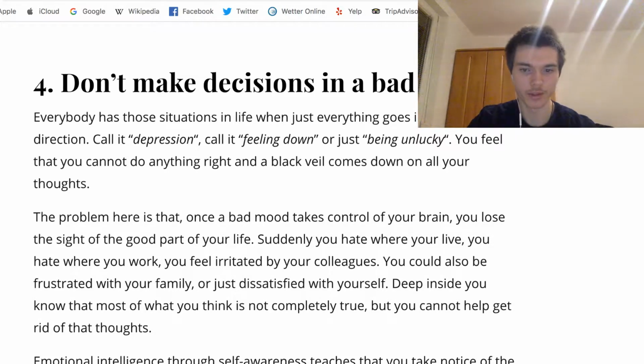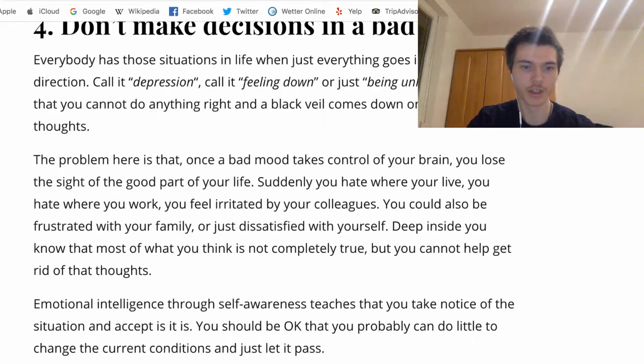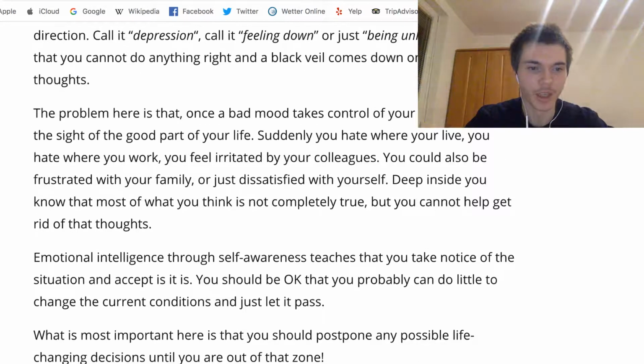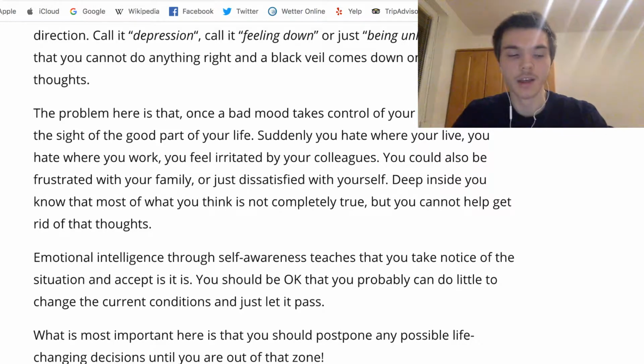Emotional intelligence through self-awareness teaches that you take notice of the situation and accept it as it is. You should be okay that you probably can do little to change the current conditions and just let it pass. What is most important here is that you should postpone any possible life-changing decisions until you are out of that zone. That's true.